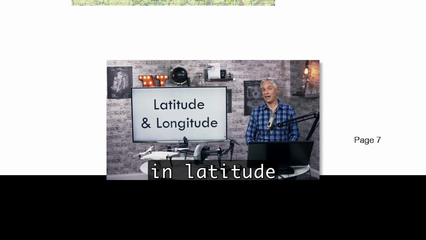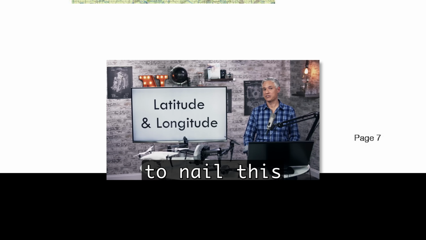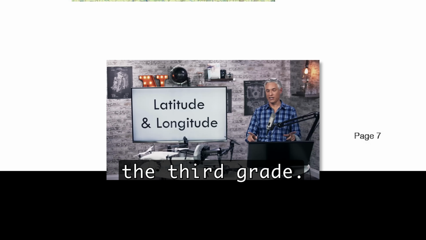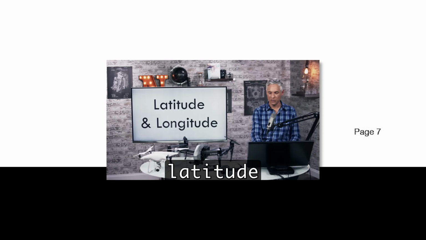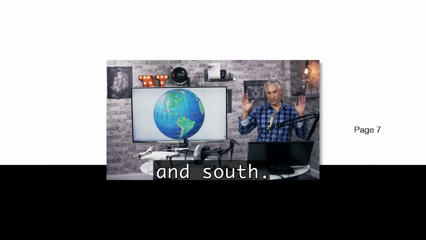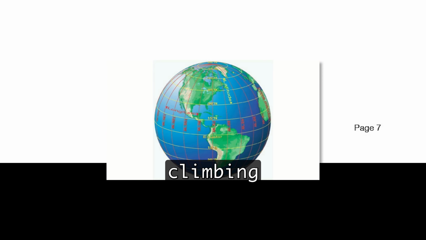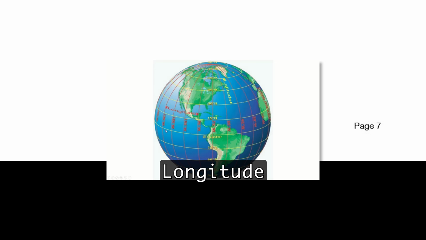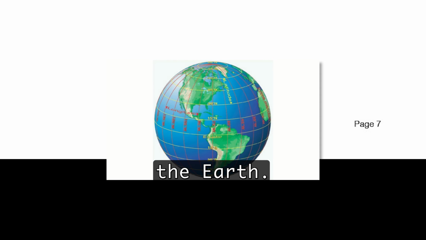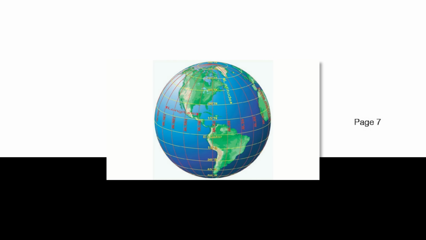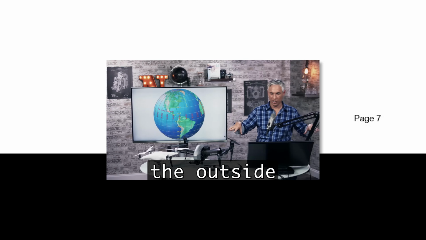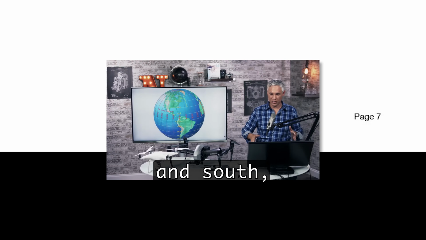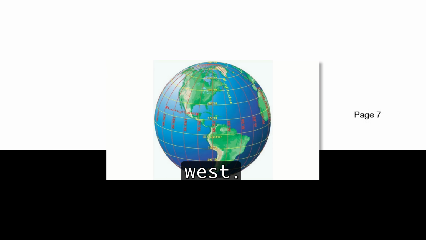Let's talk about the difference between latitude and longitude. You're going to nail this because you went to the 3rd grade, so you probably already do know this, but if you forgot, latitude goes north and south, like climbing a ladder. Longitude goes east and west around the Earth. It's long because the Earth is kind of fat because it spins and stuff spins to the outside a little bit. Latitude, north and south. Longitude, east and west.